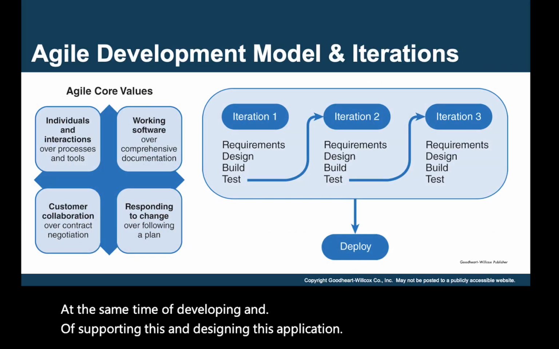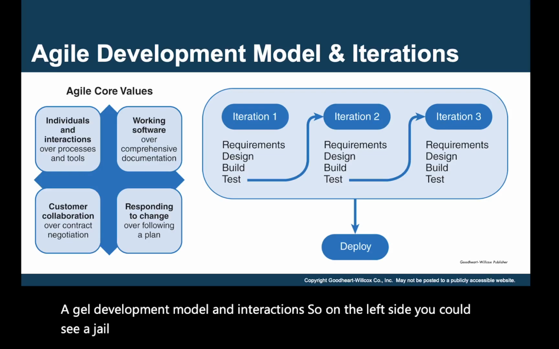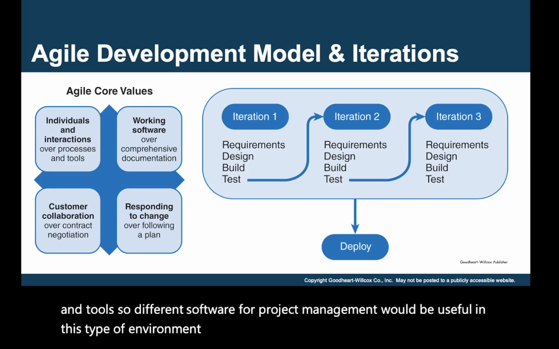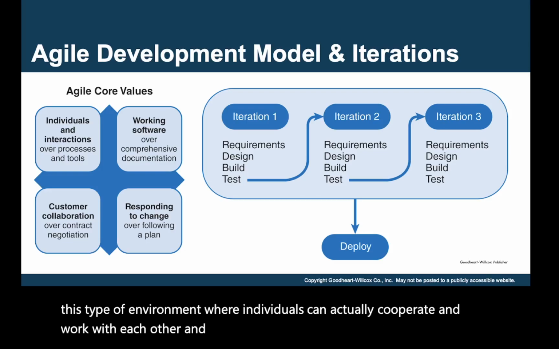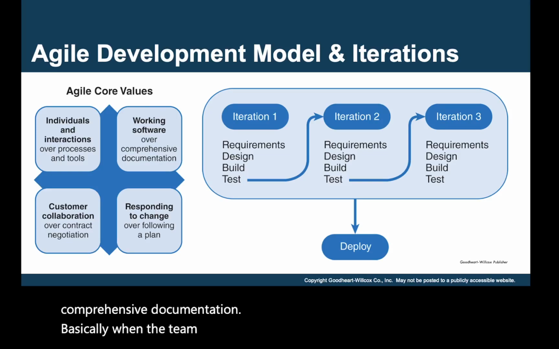Agile development model and iterations. On the left side, you can see the Agile core values. We have individuals and interactions over processes and tools. So different software for project management would be useful in this type of environment, where individuals can actually cooperate, work with each other, and communicate. Working software over comprehensive documentation. Basically, a team of developers has to make sure they deliver working software.